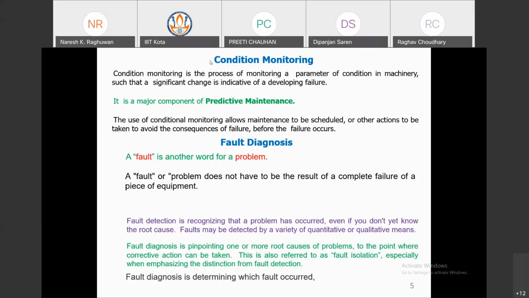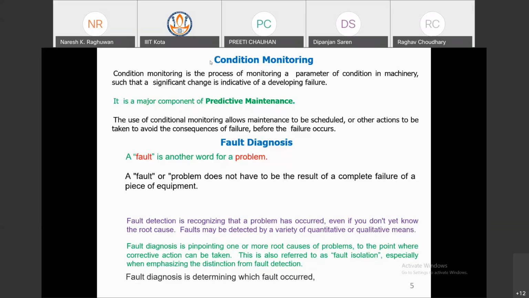Fault diagnosis basically comes under condition monitoring and fault diagnosis. Basically, we are doing some fault analysis. Fault detection is also one term. Something is a fault detection and fault diagnosis. Okay, so we will see here a fault. A fault is another word for a problem. If the machine has a fault, it means there is some problem in the machine. So fault diagnosis means we are analyzing some problem.